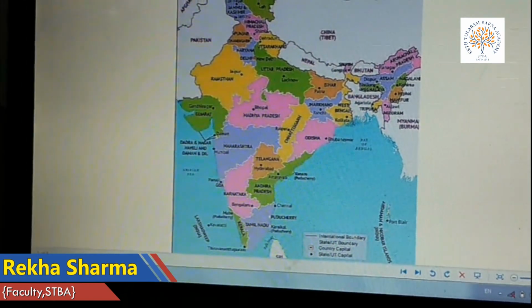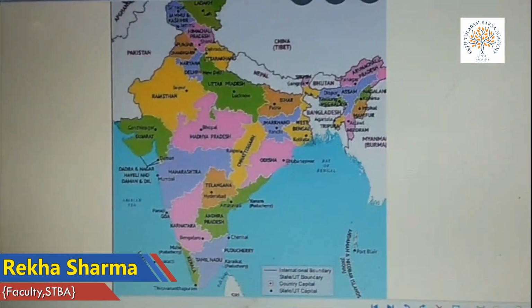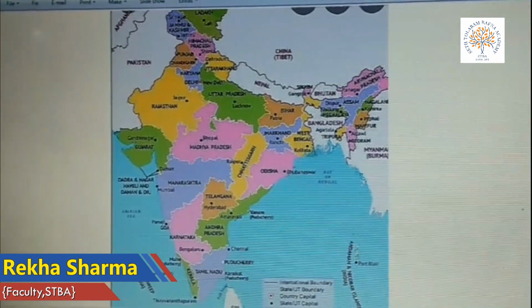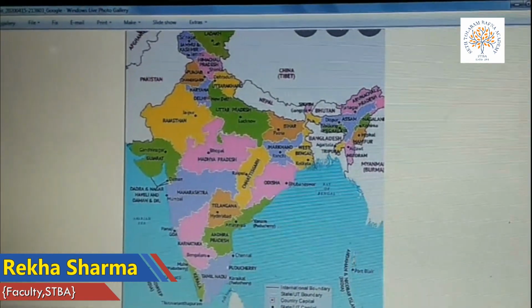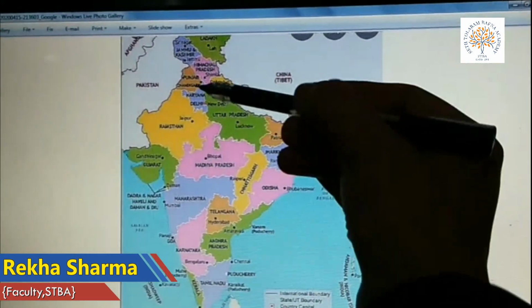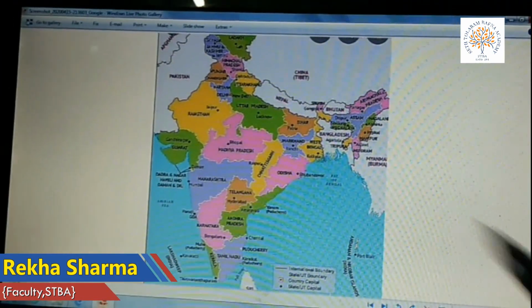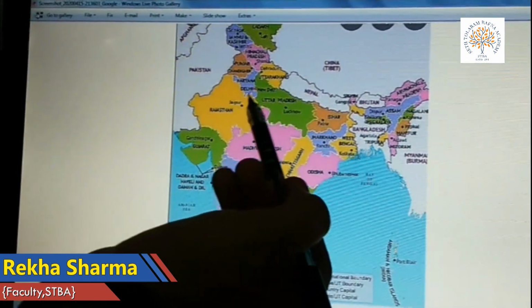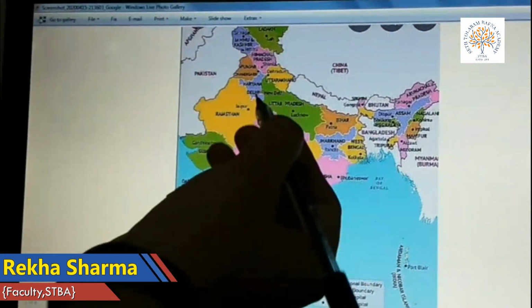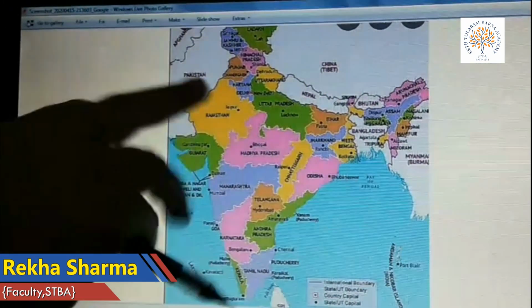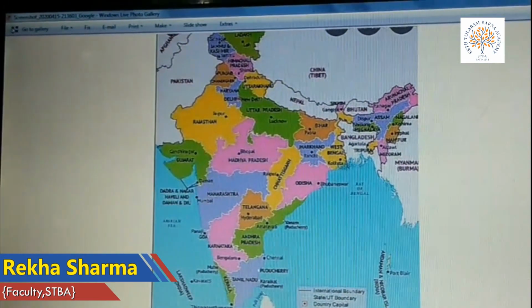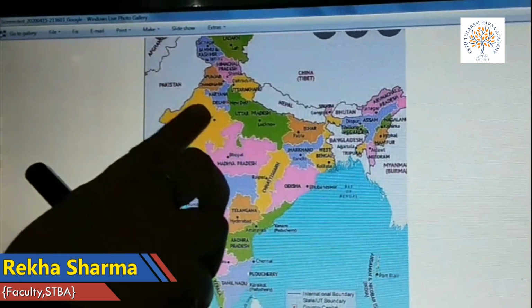Children, here we find the state Bihar and its capital is Patna, and near this, adjoining, is the state UP, whose full name is Uttar Pradesh, and it is a very populated state of the country. Here below are Punjab and Haryana. Children, near Uttar Pradesh you can see the smallest place. Here we can find the national capital Delhi. It is also a union territory as well as the national capital.